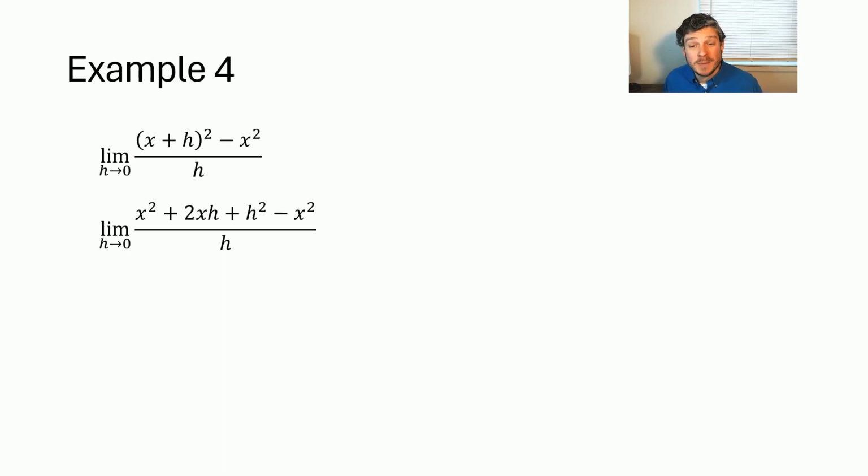Again, all these variables, but I do have something that cancels. I can cancel the x squared minus x squared, and that'll be 0. And that will truly cancel. I'm not even putting air quotes around that, because that is 0. So that leaves me with 2xh plus h squared over h.